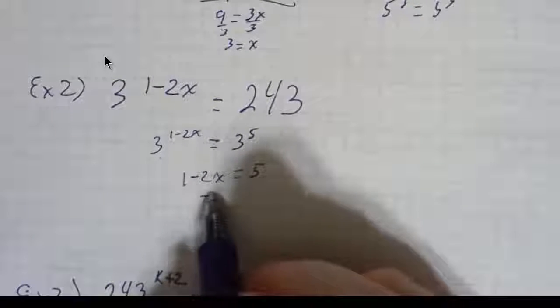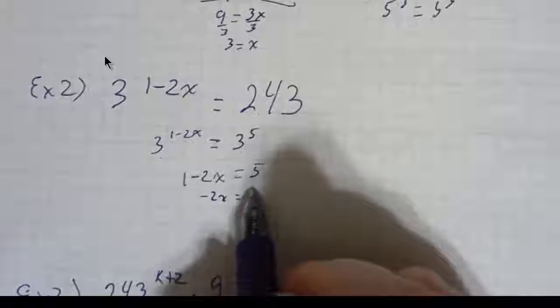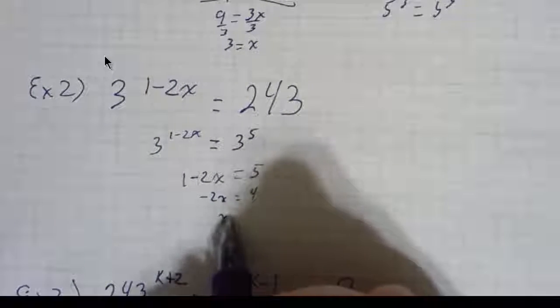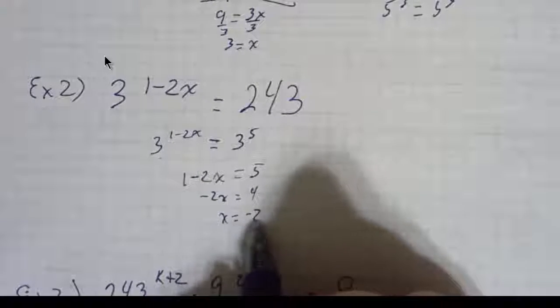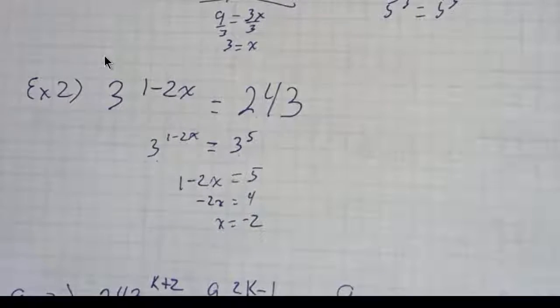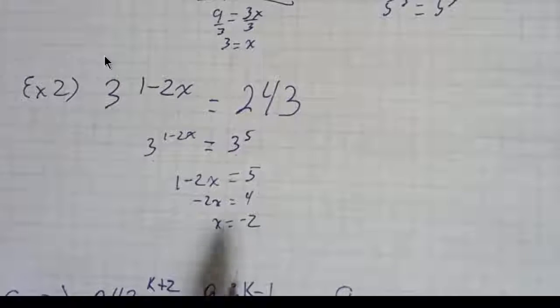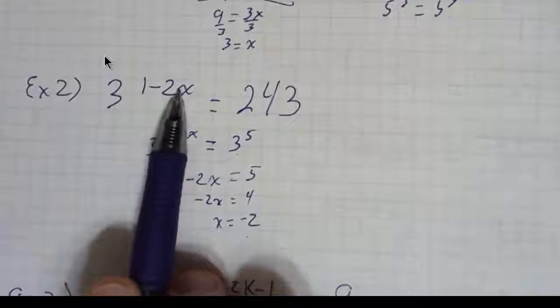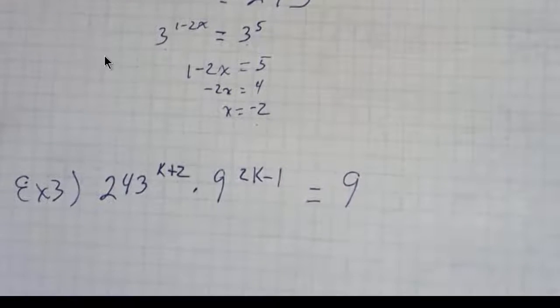Subtract 1 from both sides. Divide by a negative 2 on both sides. And x should equal negative 2. Now you should go back and check to see that this works by substituting it up here into the problem, but I'm just going to leave it for right now.